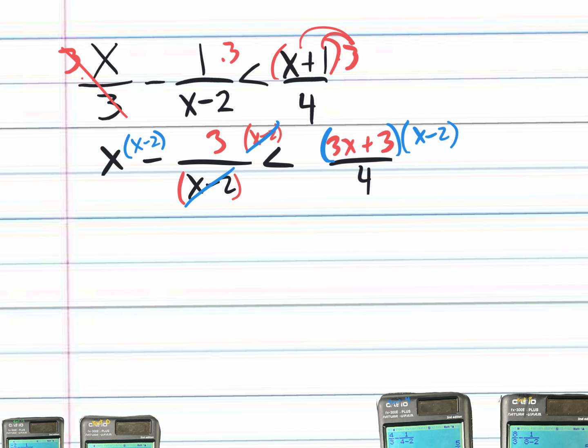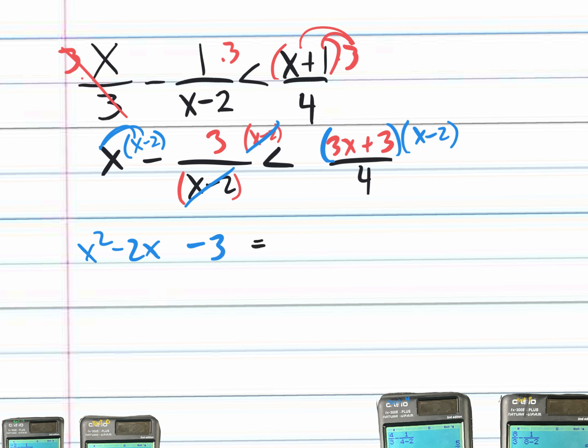Anyway, right here, when you distribute, x times x is x squared. x times negative 2 is negative 2x. And then, of course, this fraction canceled out, so you have a minus 3 left over. You still have the inequality, which you could call an equal sign if you wanted to, right? You know what? I'll do that, because we're going to be testing areas anyway. I'm just going to put that as an equal sign.